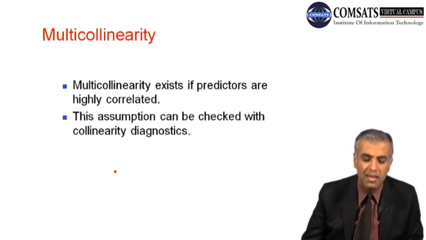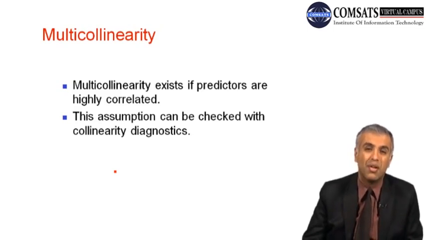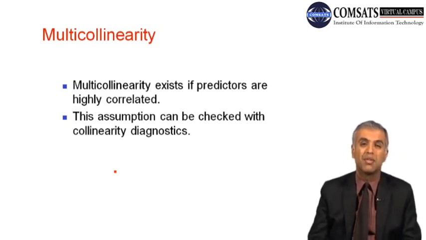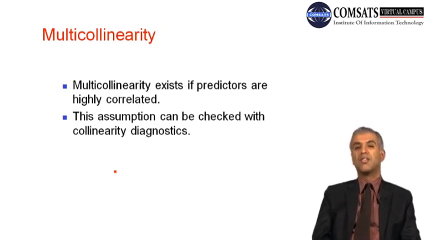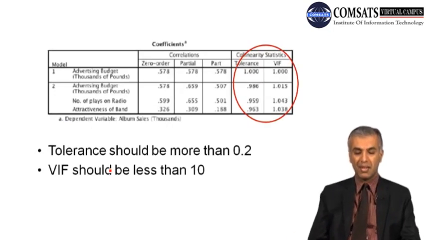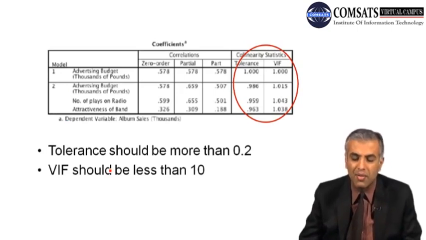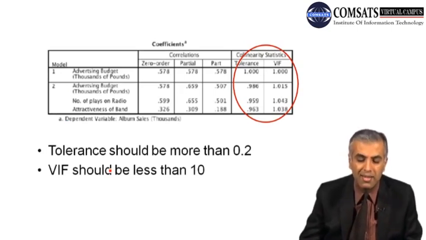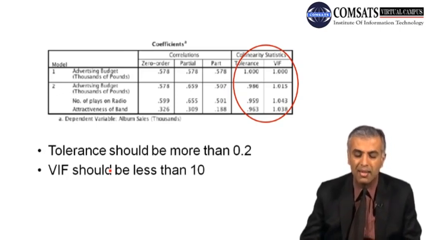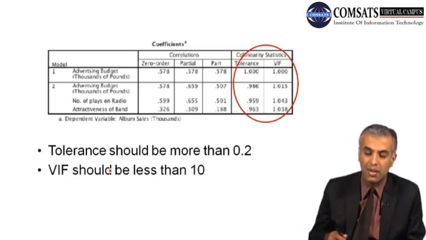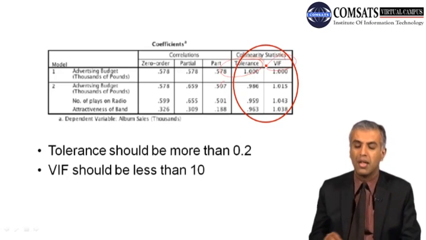So that's why this assumption needs to be checked through collinearity diagnostics, and it helps us in determining which variable is causing the multicollinearity. Then we have another result which we have displayed here, and in this case you can see where the collinearity statistics are displayed. You can see that the tolerance is shown here, and VIF is also shown here.